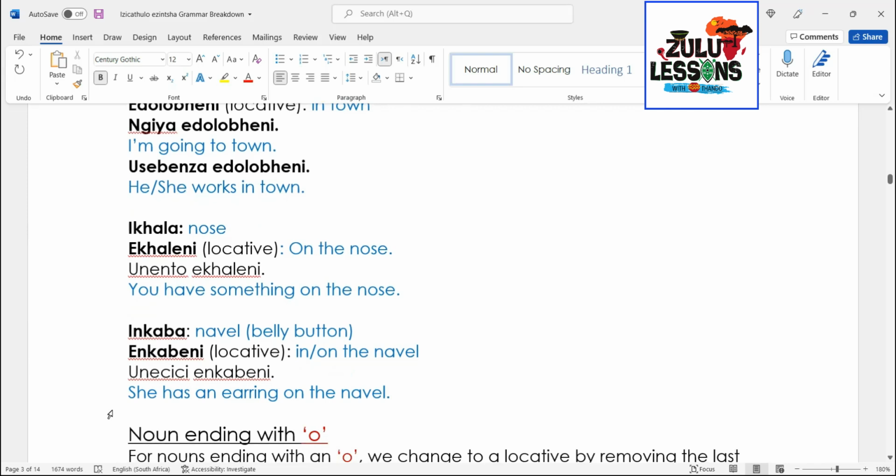Now, another noun that ends with an A is inkaba. Inkaba is the navel or the belly button. Enkabeni then becomes the locative. Enkabeni, so on or in the navel. So let's say unecici enkabeni. You can change this and say unecici. Unecici enkabeni. So he or she has an earring on the navel.